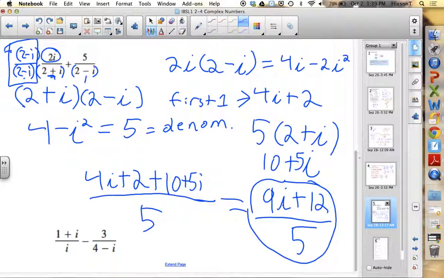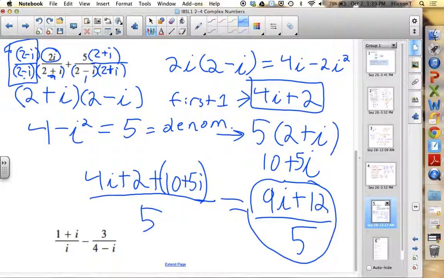I personally wouldn't have shown my work this way, but that's fine, as long as I can understand what you're doing. Okay? So here's our first numerator, and that's right here. Then the second numerator, with this 5, this fraction already had a 2 minus i, so he had to multiply by 2 plus i, and that's what he was doing right over here. 5 times 2 plus i is 10 plus 5i, and that's what ended up there.